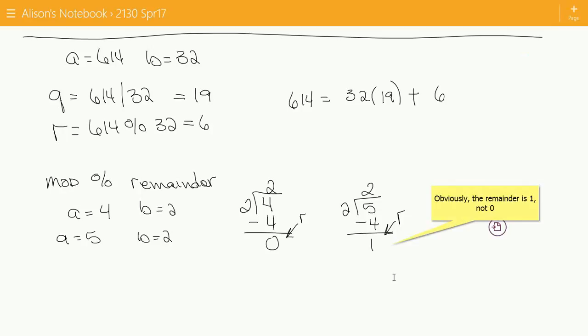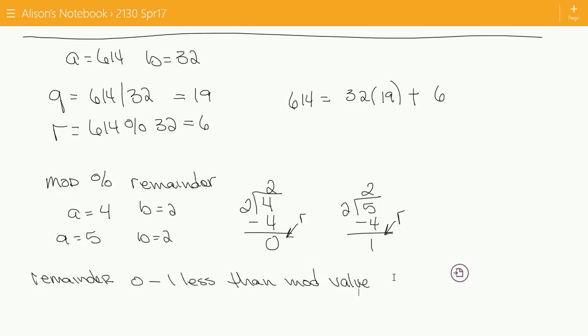So we're going to find out that the remainder is always going to be between 0 and 1 less than the number that I am modding it by. So let's say, for instance, that I was doing a mod 3. The remainder of a mod 3 is going to be somewhere between 0 and 2. If I was doing a mod 4, the remainder is going to be somewhere between 0 and 3, which would be 1 less than 4. If I was doing a mod 16, my remainder is going to be somewhere between 0 and 15.